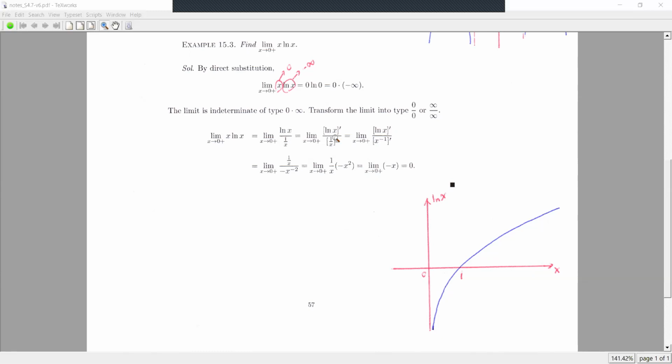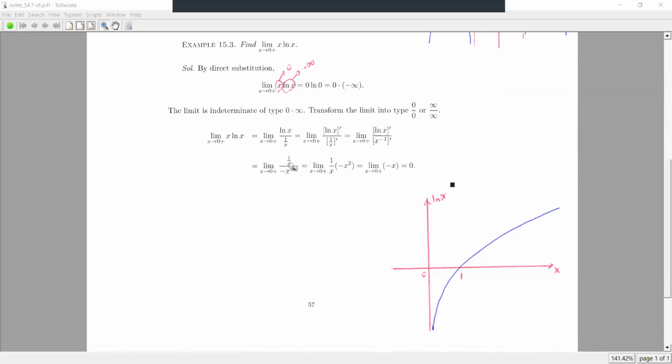Now, the natural log derivative is 1 over x. How do we compute the derivative of 1 over x? We can use the quotient rule, but I want to use the formula for power functions. I write 1 over x as x to the negative 1. So by the power formula, the derivative is negative 1 times x to the power minus 1, which is negative 2.